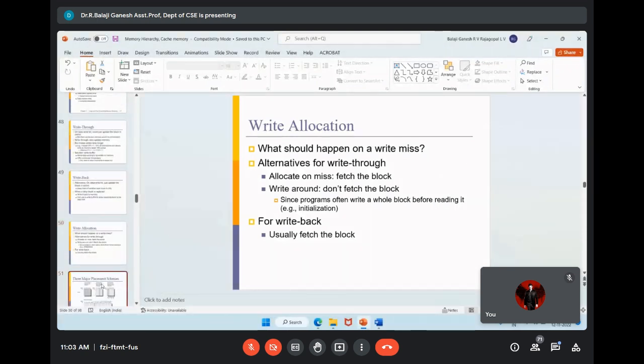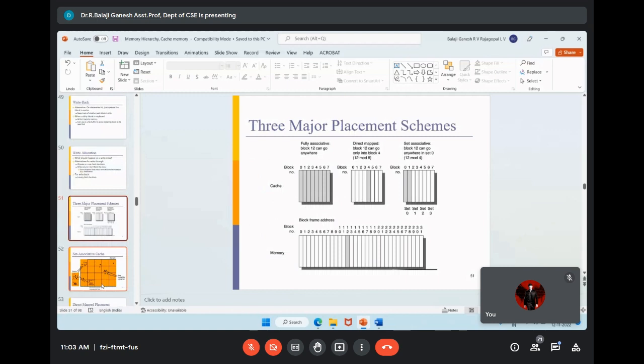And now a summary of the cache placement strategies that we have discussed so far. The same example, a total of 32 main memory blocks. And there are three different placement schemes: direct mapped, set associative, and fully associative. Direct mapped we have discussed elaborately. Now we have to see the set associative memory block.